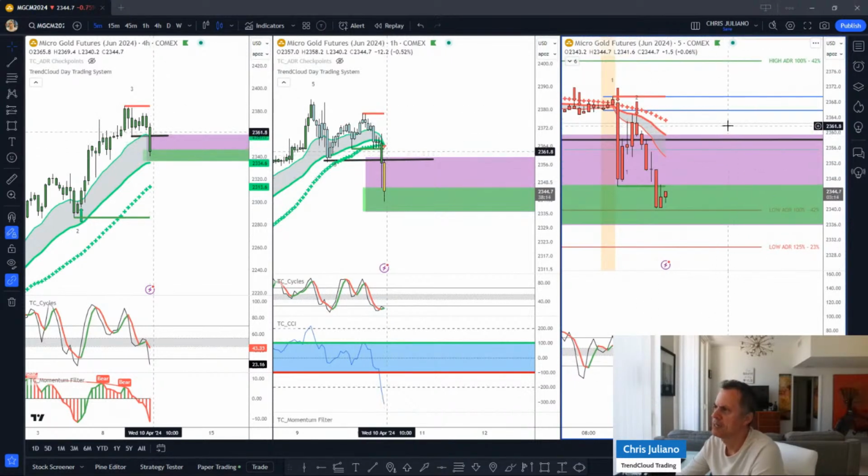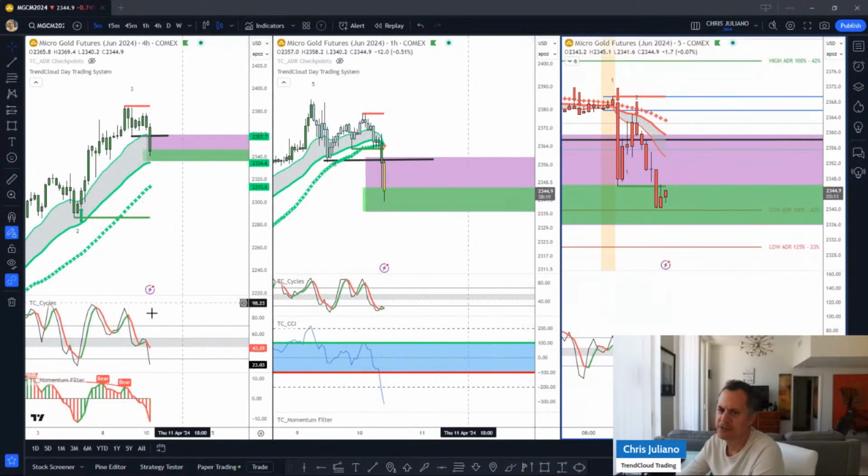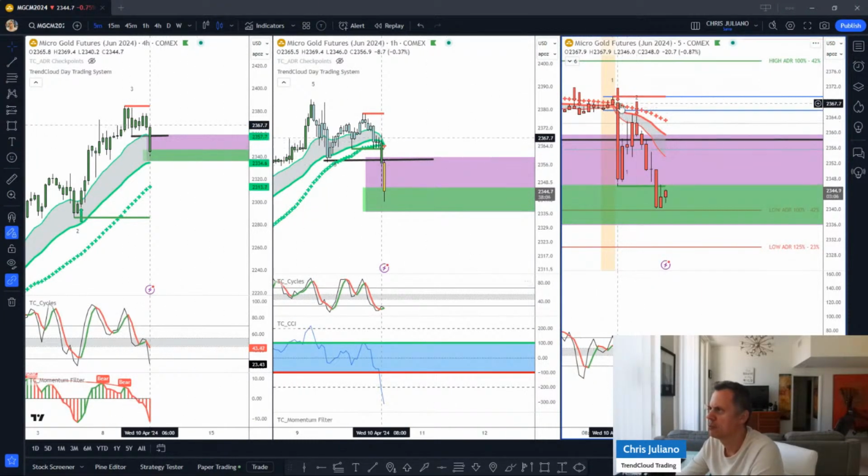Now on the 5-minute chart, with all this downward momentum, look at what we've got. We've got our momentum signals.